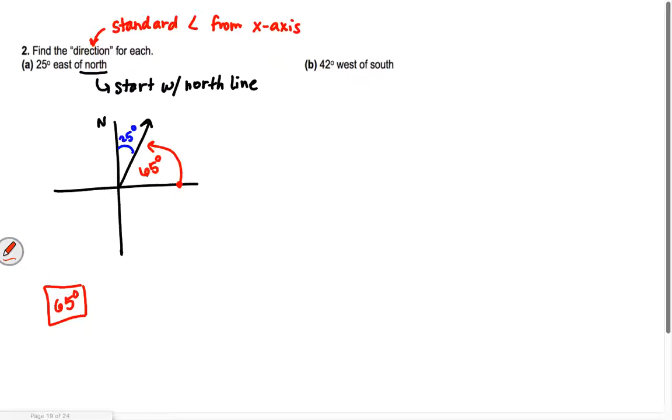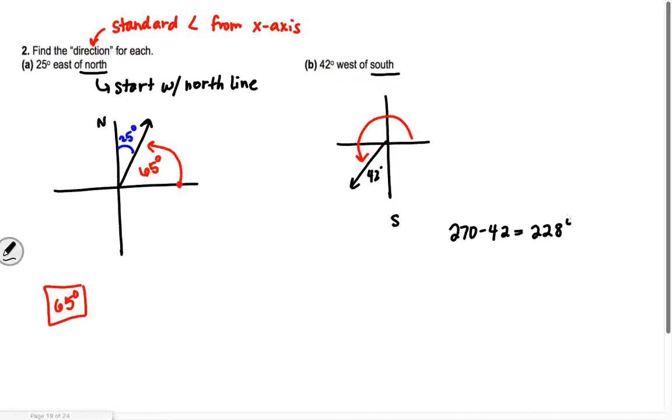Okay, easy enough? Okay, so 42 degrees west of south. So we start with our south line. We go 42 degrees west of that. So we go this way. So then what's our standard angle? How do I find it? Yeah, we could do 270 minus 42. So we get 228.